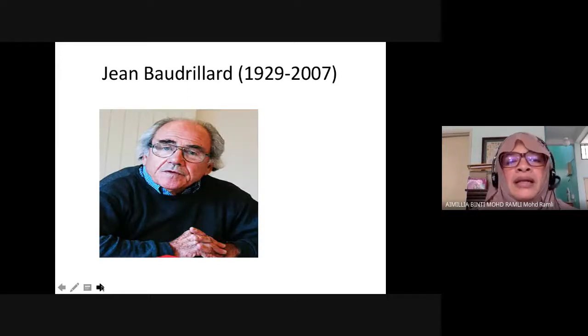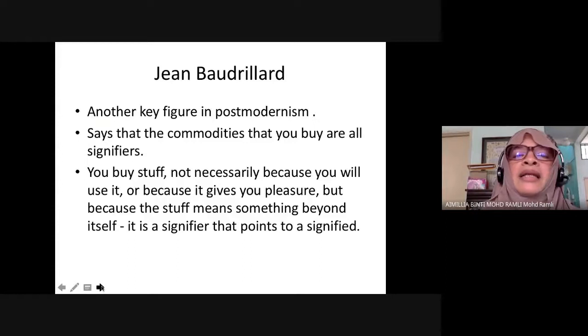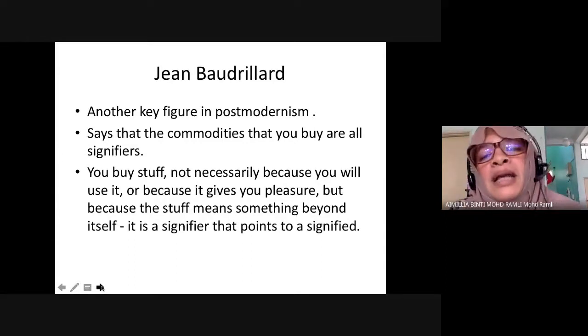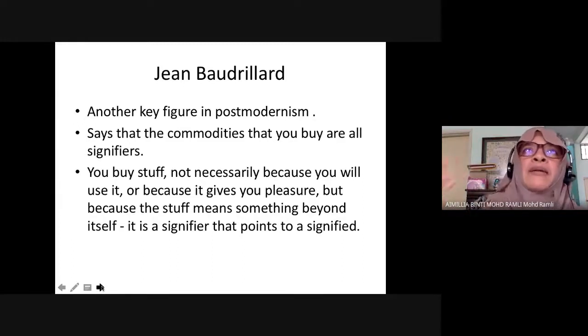Another thinker that gave an explanation about postmodernism, the age that we are living in, was born in 1929 and he died in 2007. He is a key figure in postmodernism. He says that commodities that you buy are all signifiers. Now, this is another explanation for what is happening in this world, and is more related to commerce.